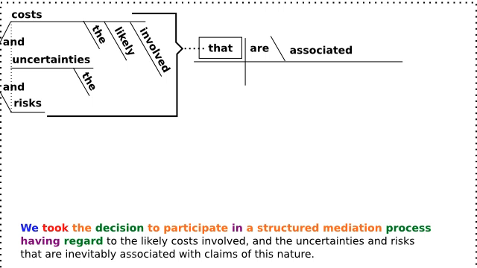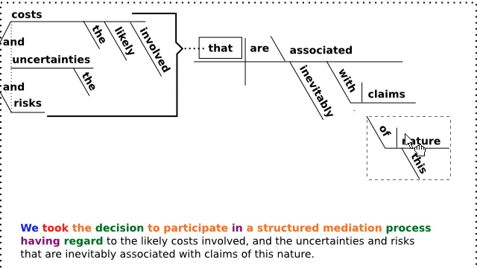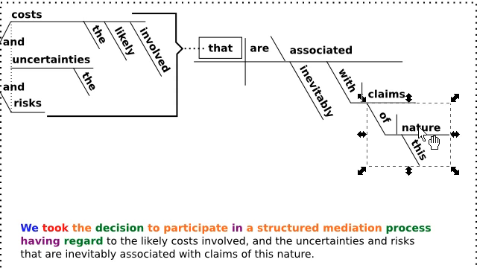And so we have modifiers then for associated. Associated how? Well, inevitably. Associated how? With claims. Associated with what sort of claims? Well, with claims of this nature.